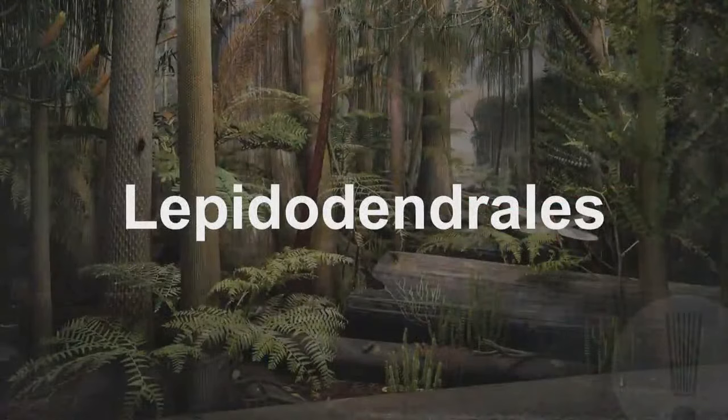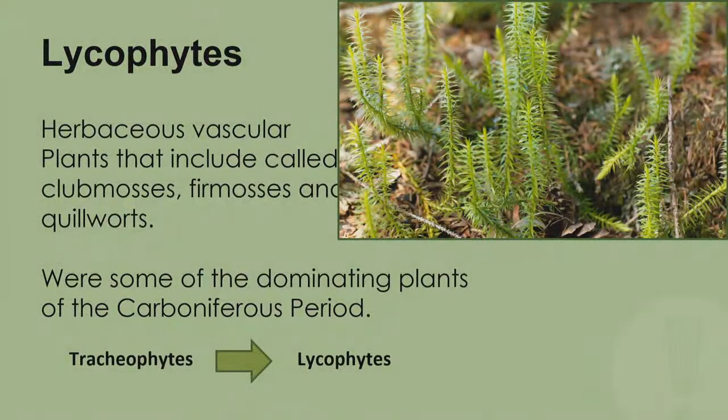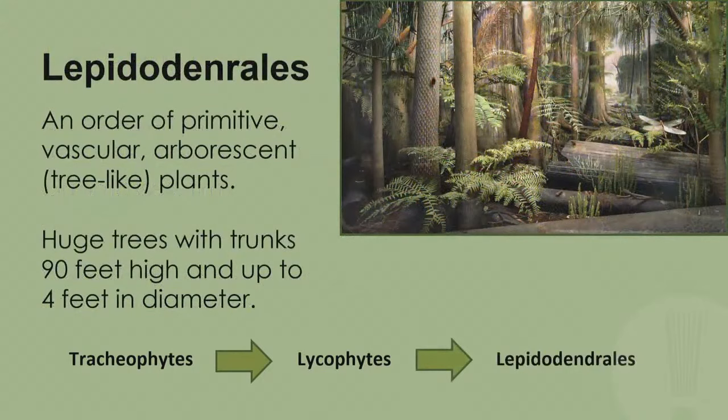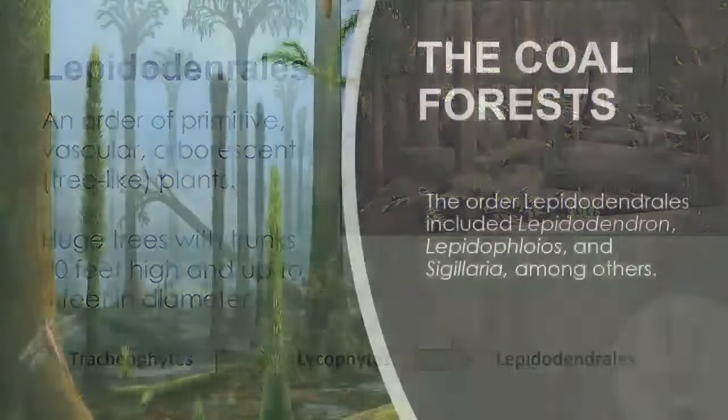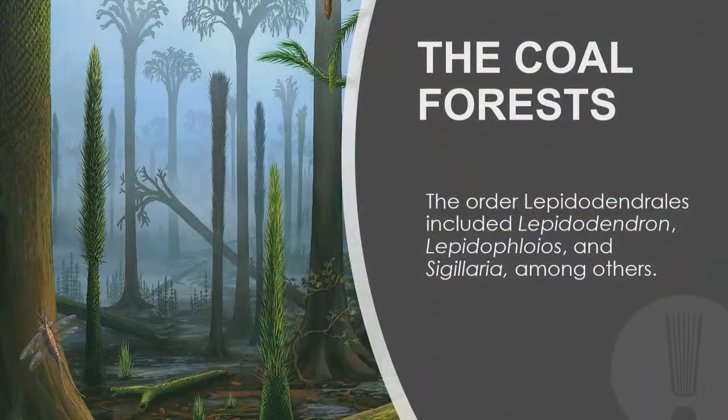We got Lepidodendrales. These are the really cool ones. This is a group of lycophytes related to the modern horsetails and club mosses, fir mosses. I meant club mosses, fir mosses, and quillworts. Evolved from the tracheophytes. This is an order of primitive, vascular, arborescent tree-like plants. Huge trees, trunks 90 feet high and up to 4 feet in diameter. So the coal forests of this time were made up mostly by the order Lepidodendrales and included Lepidodendron, Lepidophloios, and Sigillaria, among others. And we'll talk about each of these.